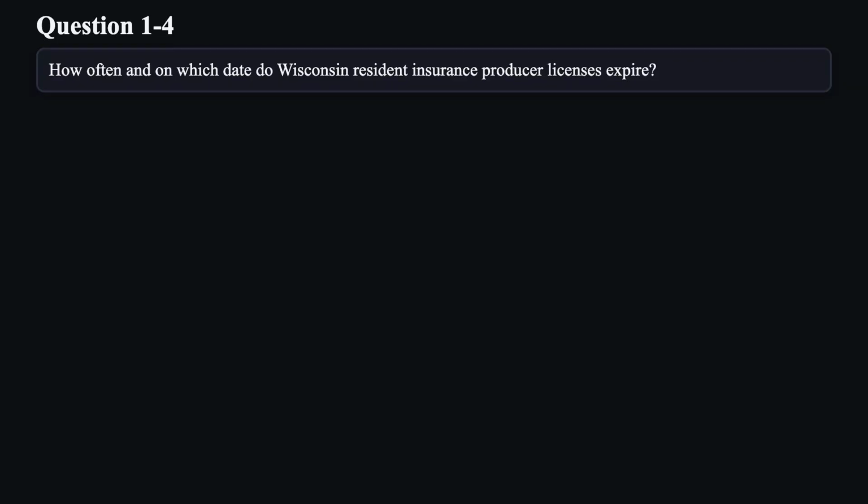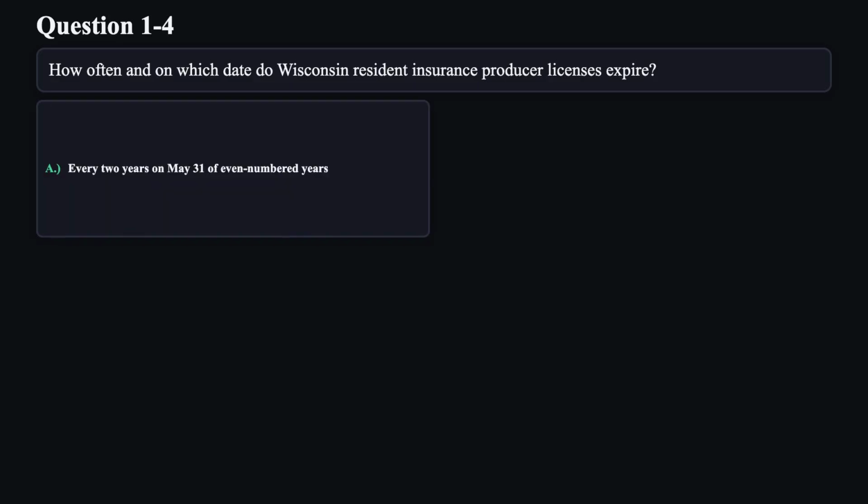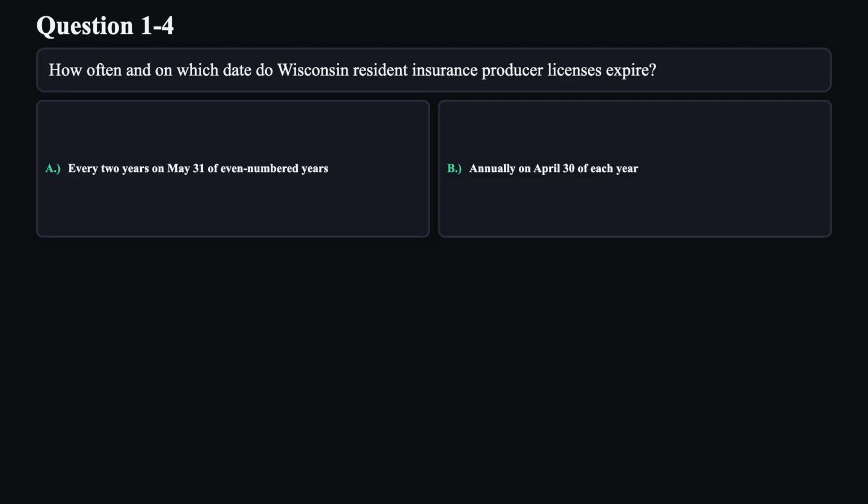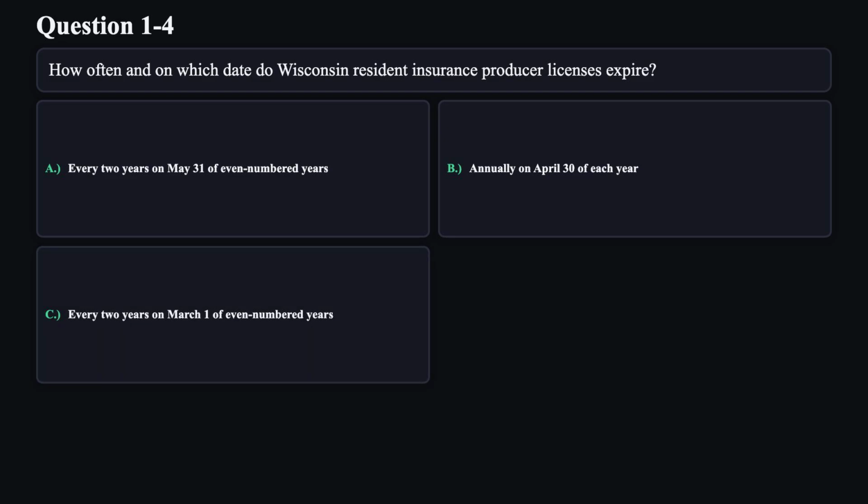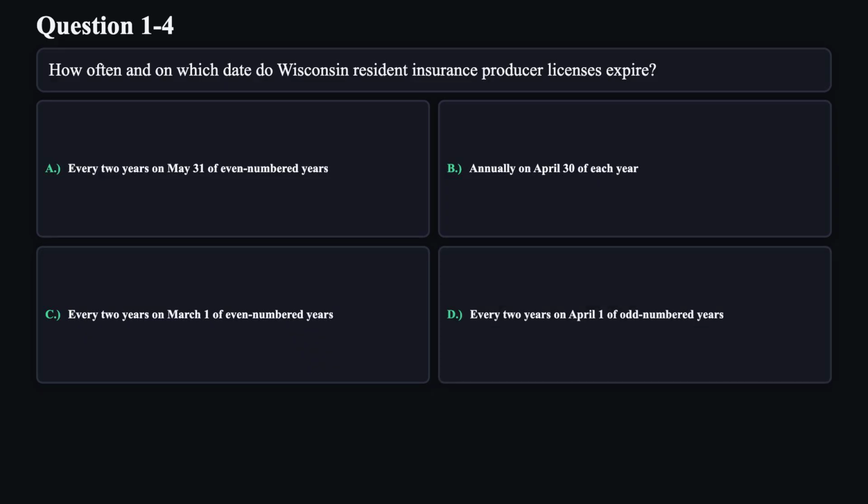Question 4. How often and on which date do Wisconsin resident insurance producer licenses expire? A. Every 2 years on May 31st of even-numbered years. B. Annually on April 30th of each year. C. Every 2 years on March 1st of even-numbered years. D. Every 2 years on April 1st of odd-numbered years.